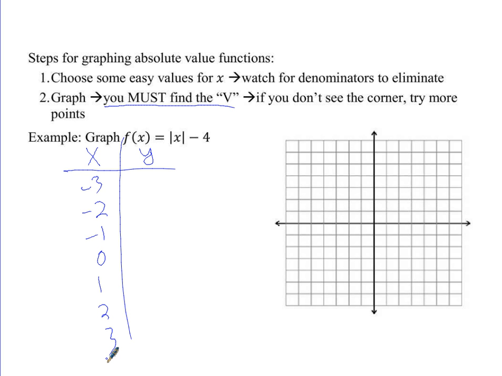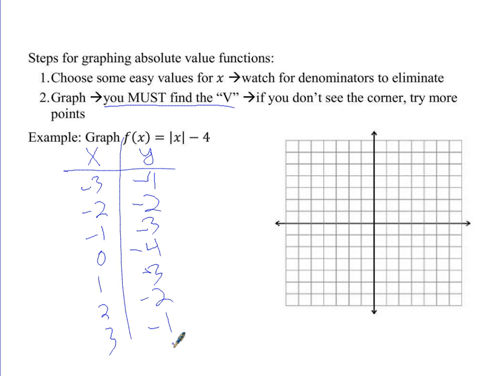Okay, I take -3 and I plug it in. The absolute value of -3 is 3. Then I have 3 minus 4, which is -1. I take -2 and I plug it in. The absolute value of -2 is 2. 2 minus 4 is -2. Then I have -1. Absolute value of which is 1 minus 4 is -3. I take 0 and plug it in. What do I get? -4. I take 1 and I plug it in. What do I get? -3. I take 2 and I plug it in. What do I get? -2, and then finally, -1.